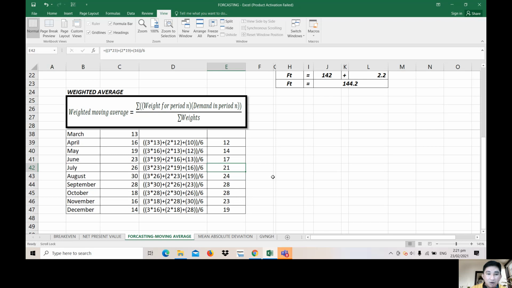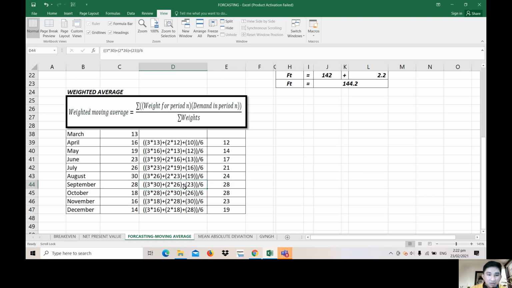Therefore, our forecast for this month of July is 21 units, but the actual is 26 units. Okay, that's still okay. On August, first 3 months again. Okay, being the recent month being the most heavily weighted, 26 times 3, 2 times 23, 1 times 19, add them all together, divided by the 6, okay? Which is the weight, 24.